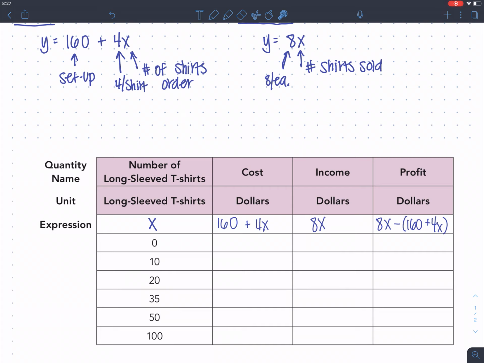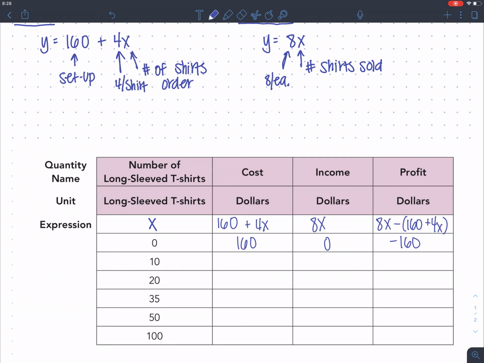So when there are 0 shirts being ordered, I still have to pay 160 for my setup fee. So my cost is 160, but my income is going to be $0 because I'm not making anything. When I plug it into my profit equation, I have 0 minus 160. So right now my profit is a negative 160.